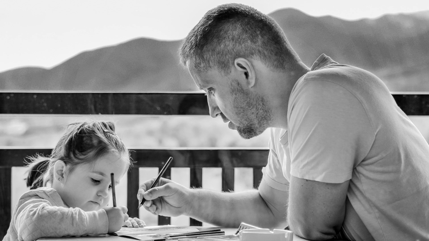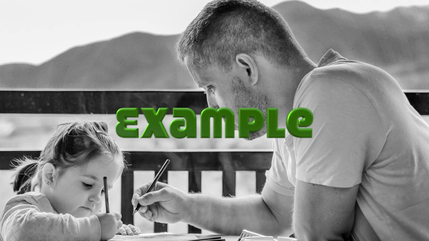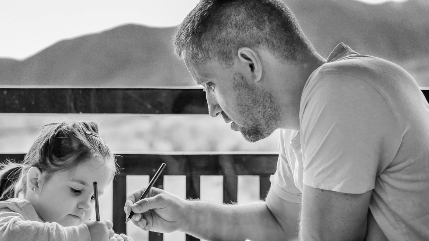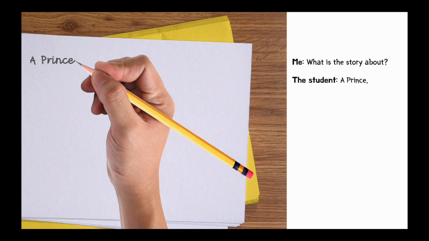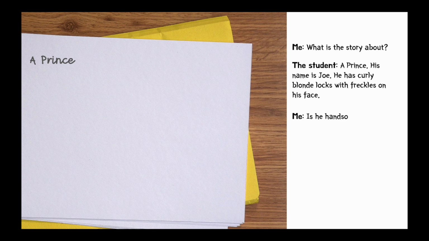Etc., etc. Okay, in order to save some time, I would like to share one of my examples with you. This practice was done a few months ago with one of my students who was only 4.5 years old at the time. When I simply asked her what the story is about, she told me, a prince. So I put down a prince. Please follow along on this piece of paper as we do this, okay? She later told me that his name is Joe. He has curly blonde locks with freckles on his face. And I asked her if he was handsome. She said, nah, not very handsome.